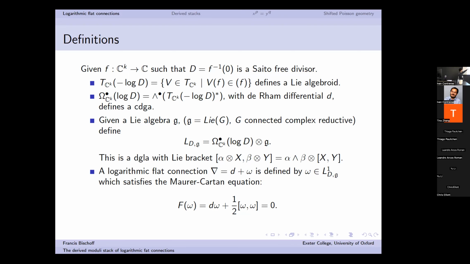If we have now a Lie algebra g, which for me will be the Lie algebra of a connected complex reductive group, such as GL_n, then we can tensor it with this derived complex, and it gives us a differential graded Lie algebra. Okay. Then we can define what is a logarithmic flat connection. It's precisely a connection d plus omega, where omega is a logarithmic one-form valued in g, which satisfies the Maurer-Cartan equation. So the curvature is 0.